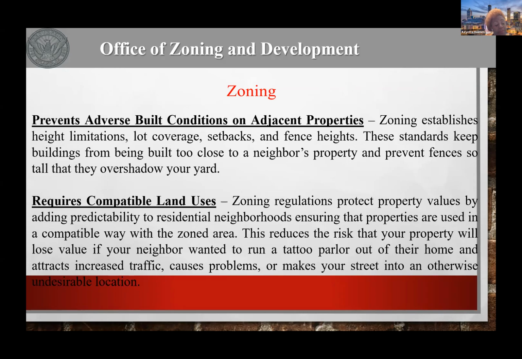And lastly, it requires compatible uses. Zoning regulations protect property values by adding predictability, meaning if you're in a subdivision in a neighborhood, it's pretty much understood that each and every house in that particular neighborhood has pretty much the same setbacks, the same lot size, and the same house being built on top of it, because zoning is supposed to be predictable. This reduces the risk that your property will lose its value if your neighbor wanted to run a tattoo parlor out of their home and attracts increased traffic or causes problems.